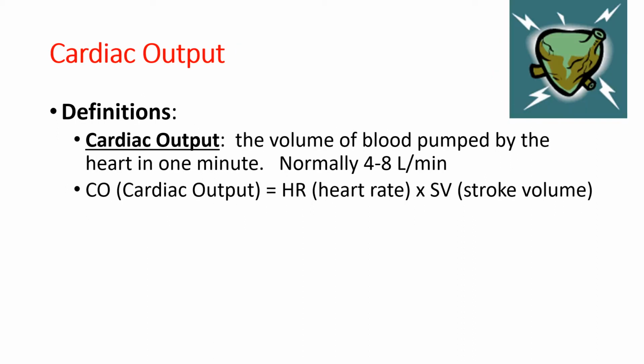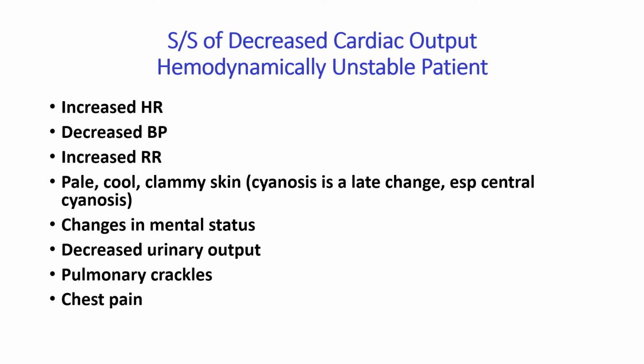Cardiac output is stroke volume times heart rate, and stroke volume is the amount of blood ejected with each contraction. So stroke volume times heart rate equals cardiac output, and the normal cardiac output is between 4 to 8 liters per minute. Obviously, we don't have a measurement for cardiac output in every patient, so we need to evaluate adequacy of cardiac output in other ways.